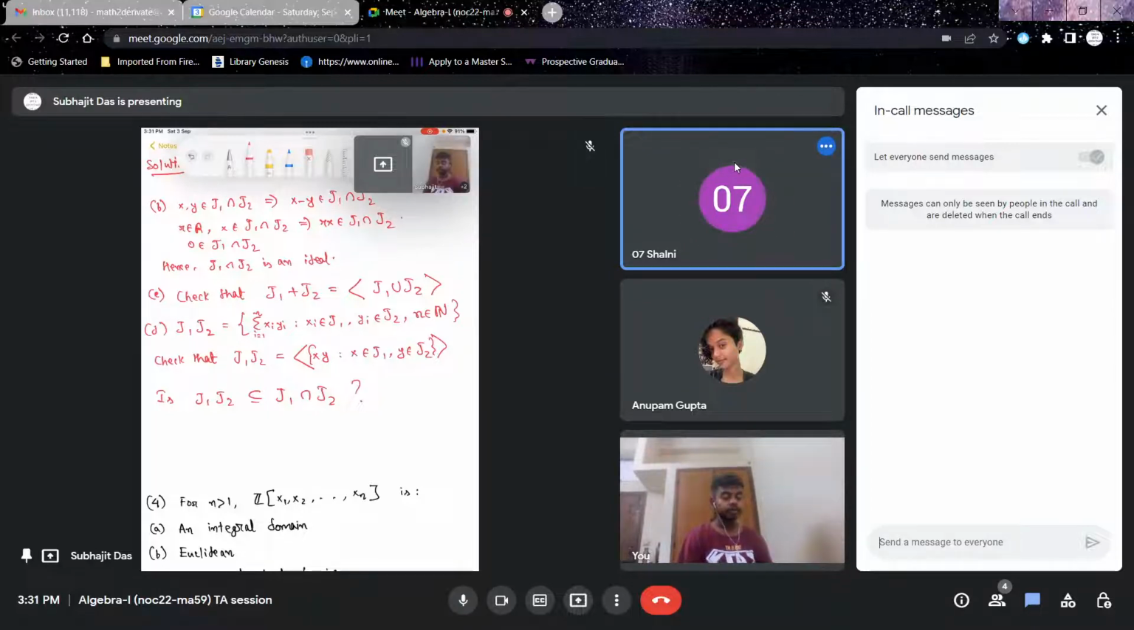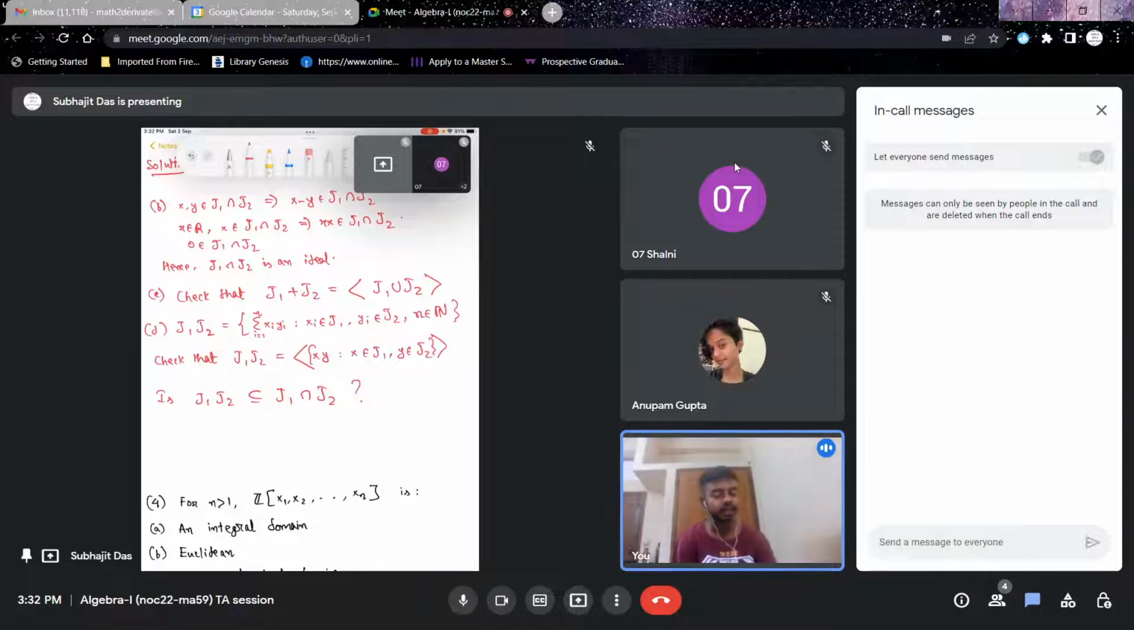And then this whole sum belongs to J1 as well as J2. Precisely because J1 and J2 are ideals, right? So that they are closed under multiplication by ring elements. So this is certainly true.